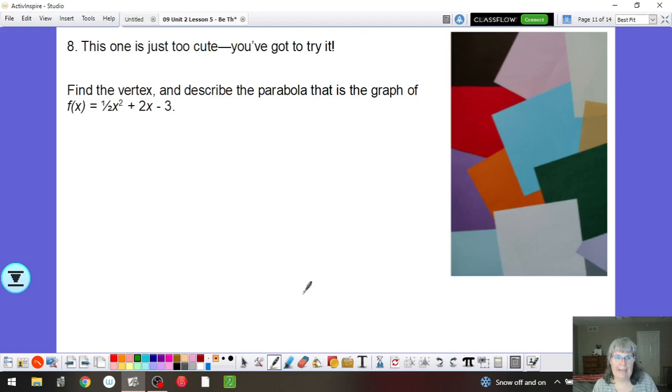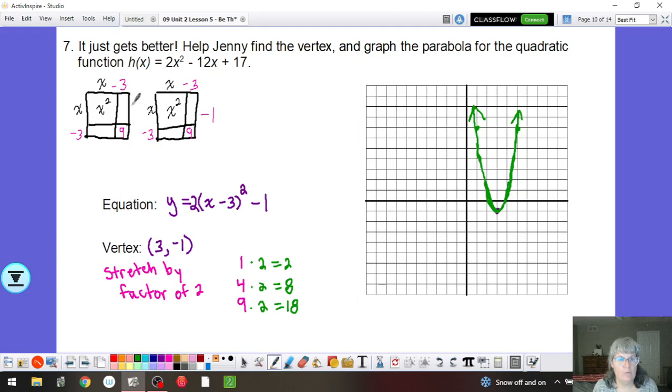Now, number 8, they say this one's just too cute. You might be thinking, uh-oh, what do I do if I have a half? Because we can't really make half a block, can we? So, you know how on the previous example, we had 2 boxes, and each box really has 6x. If I divided both of these by 2, I would get 1 box with 6x. So that's what we're going to do on this next one.